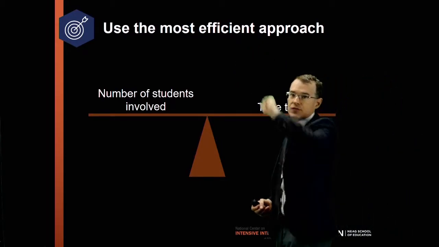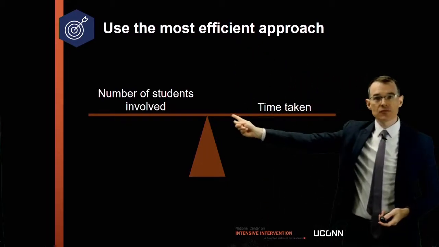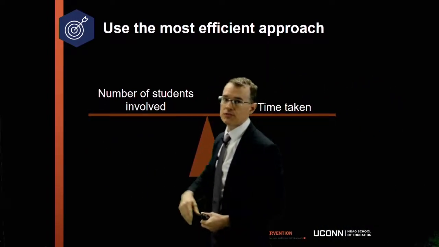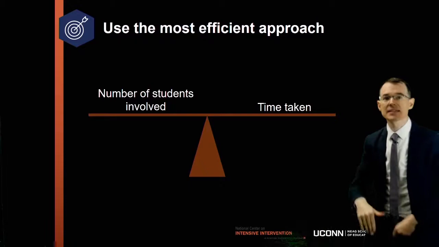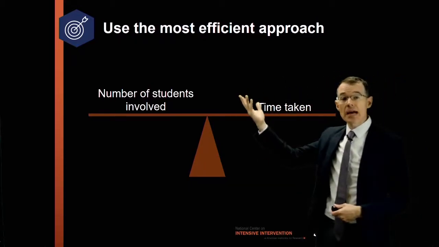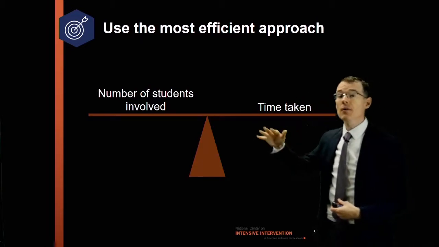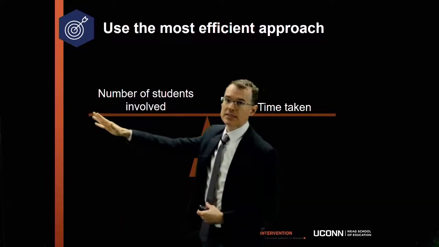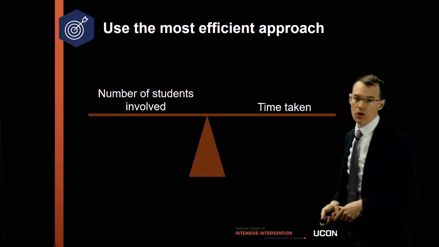Next, the most efficient approach. Remember, you need to balance the number of students involved and the amount of time it takes to do this. We want to maximize the number of students involved and minimize the amount of time it takes given the appropriateness, given the type of task. So some types of learning outcomes require more time, and that might be appropriate, but you always want to be thinking about ways to get the maximum number of students involved.